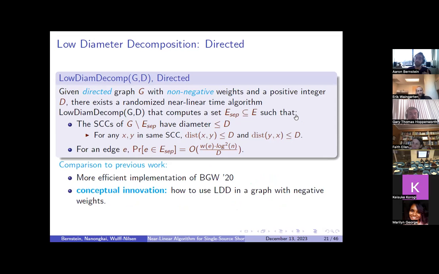This idea of directed low diameter decomposition is something that we started working on in the past few years. And in this paper, we give a more efficient implementation. Another thing to note is that low diameter decomposition only applies to graphs with non-negative weights. That's not going to change. That's still true for our use of it. And so conceptually, it's not really clear why it's going to help in a graph with negative weights. And so one of the things we're going to do is show that even if the graph has negative weights, it can still be useful to apply this decomposition.